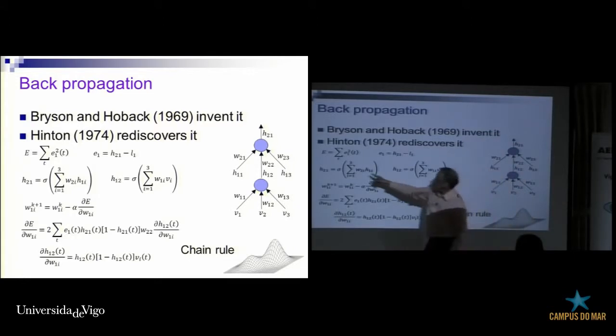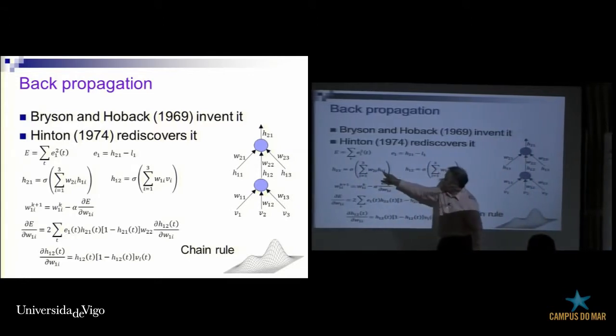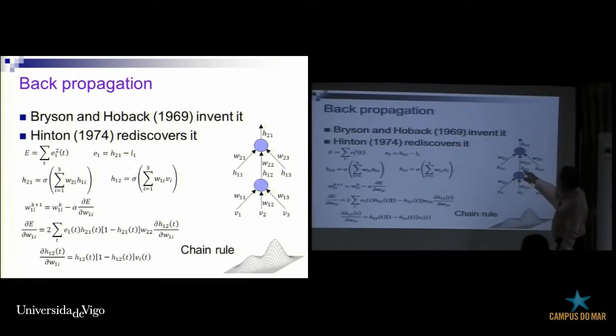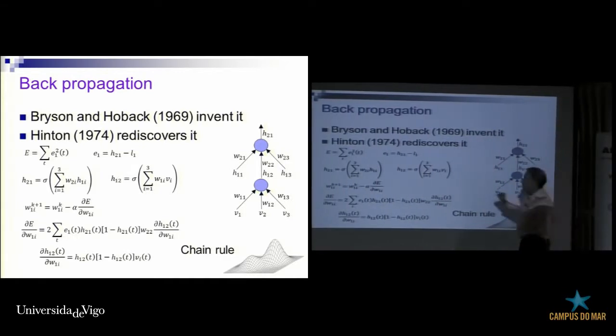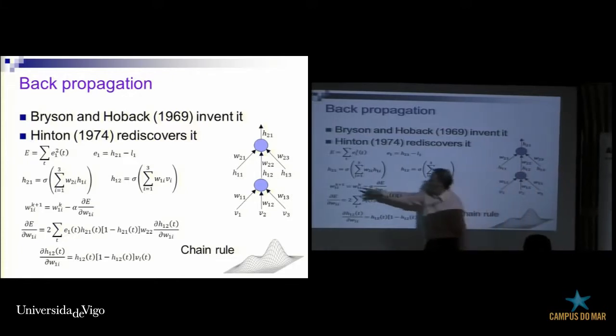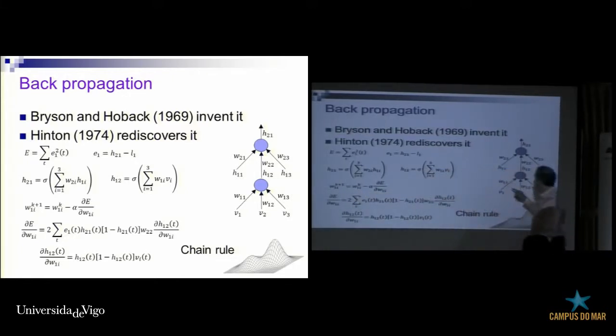So this is the function H21 as a function of H11, H12, H13, and the same thing here with H12 as a function of the visible units. V stands for visible in these things. We want to find these weights, how these weights change, by looking at the error here. The idea of backpropagation is that the error here backpropagates to this one. And that's what we can use to adapt these weights.